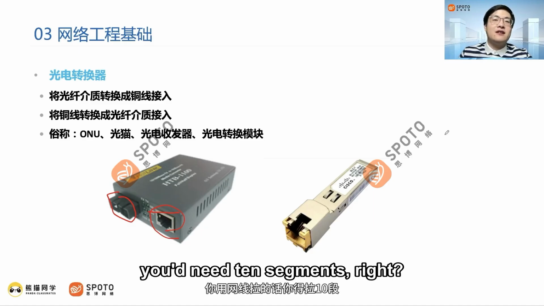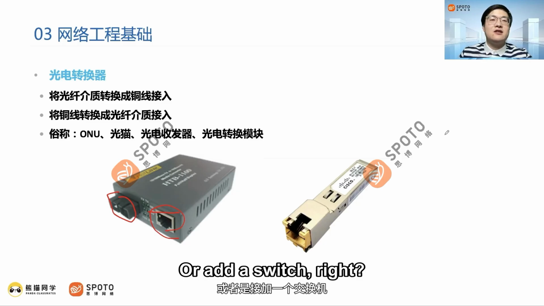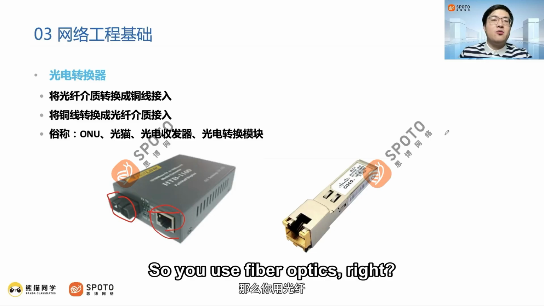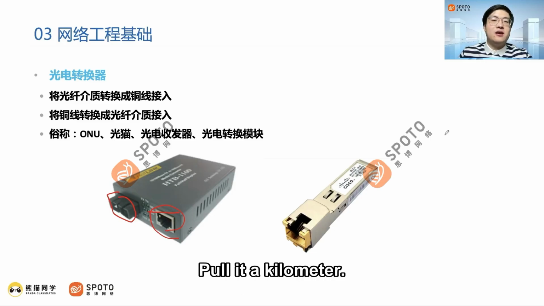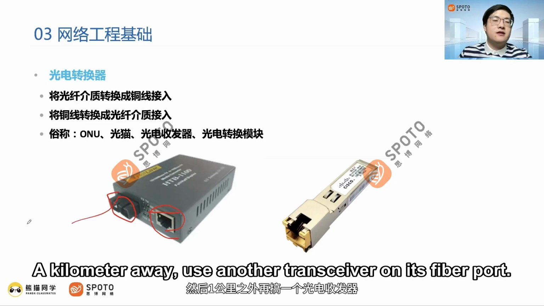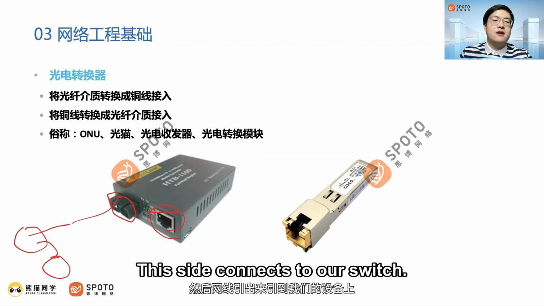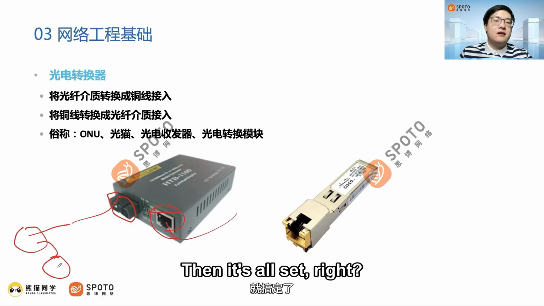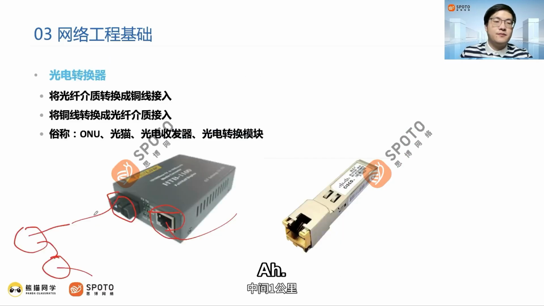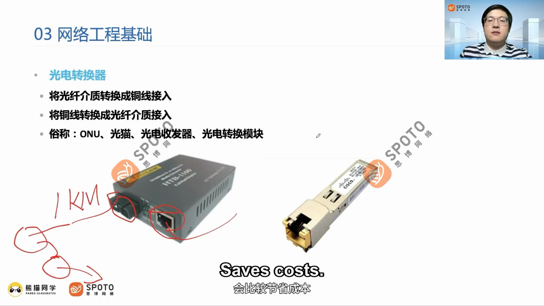If you pull an Ethernet cable, you'd need 10 segments, and you'd need a signal amplifier between each segment. Or add a switch, right? That's very troublesome. So you use fiber optics, right? Pull it a kilometer. Pull it a kilometer. Then use these optical transceivers at both ends. Plug the fiber in a kilometer away, use another transceiver on its fiber port. Then run an Ethernet cable out to our device. This side connects to our switch. Then it's all set, right? The middle mile. This connection method saves costs.